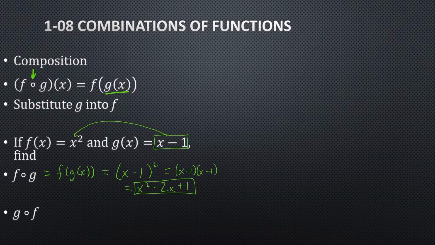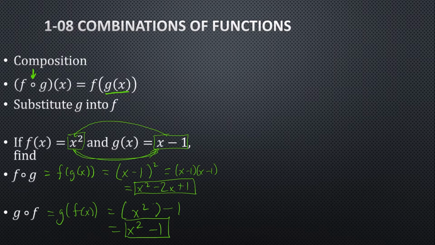How about the other way around? g composed with f. This time, I'm taking all of function f and I'm plugging it into the x in g. The second one goes into the first one, so f is being put into g. g was x minus 1, but x is now x squared. So we usually write x squared minus 1. It's just substitution. Take the second function, plug it into the first function.